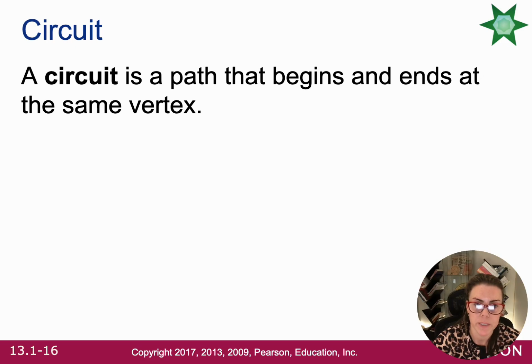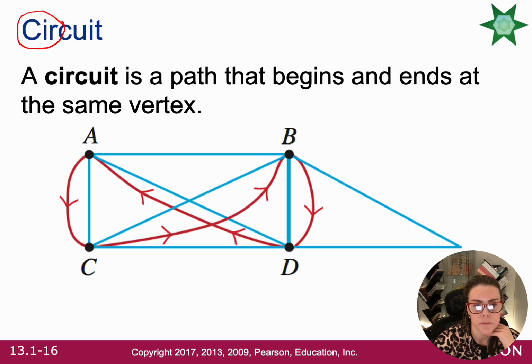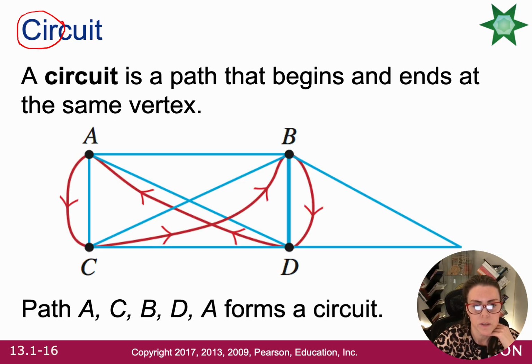A circuit. It's good to think about, what does the word remind you of? Maybe a circle. Okay, that'll help you to remember this. So a circuit is a path that begins and ends at the same vertex. So we can start at A and then go to C, then B, then D, then A. And because we started and ended at the same vertex, this is called a circuit.